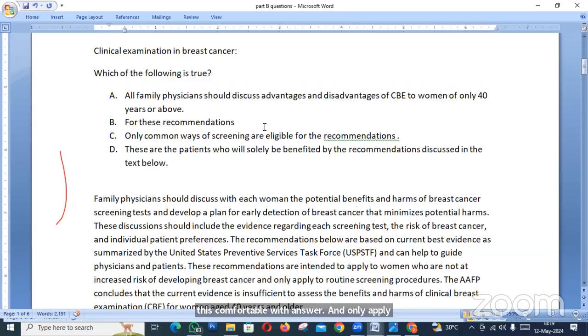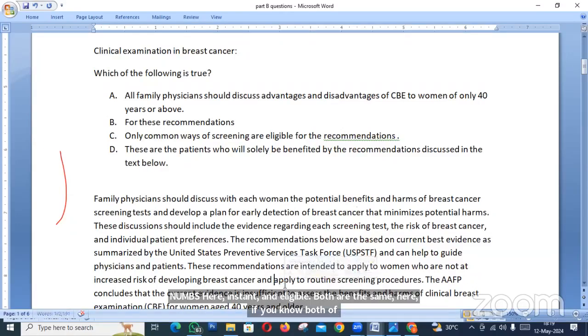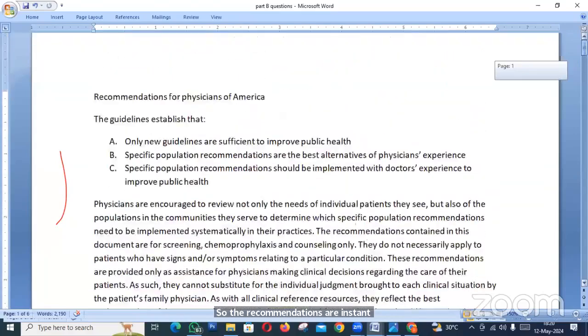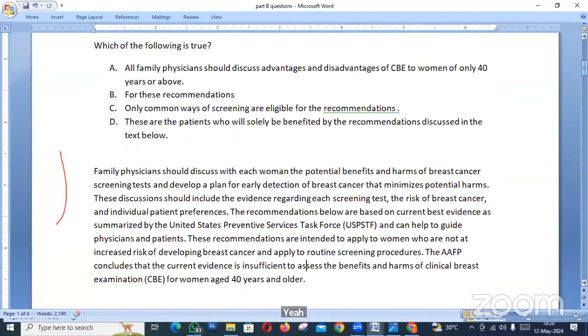If you know the synonyms, "intended" and "eligible" have the same meaning here. If you know both are the same, we can skip the B answer. So the recommendations are intended, and the screening are eligible. The both are... I don't know, sir. Let me try, okay.